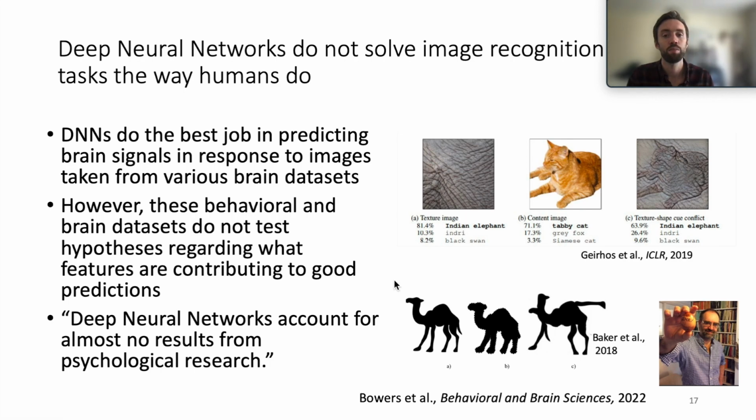And more generally, a worrying take-home message from Bowers and colleagues is that deep neural networks seem to account for almost no results from psychological research, including a deep literature on psychological research of human vision processing.